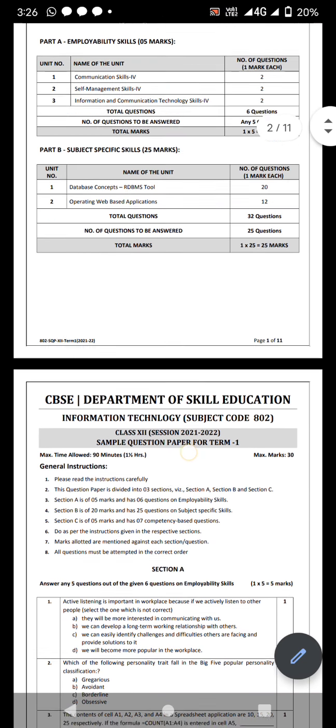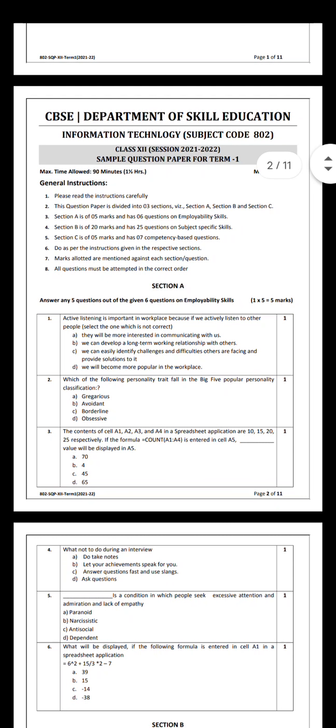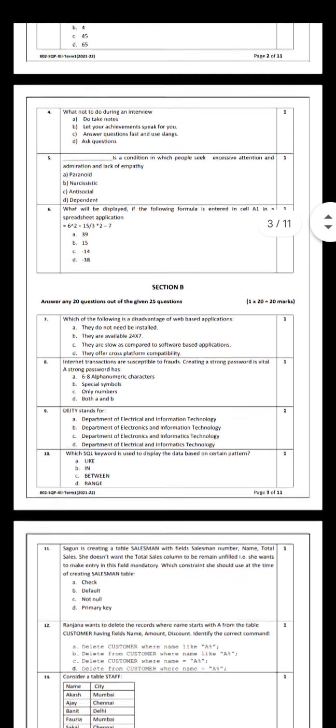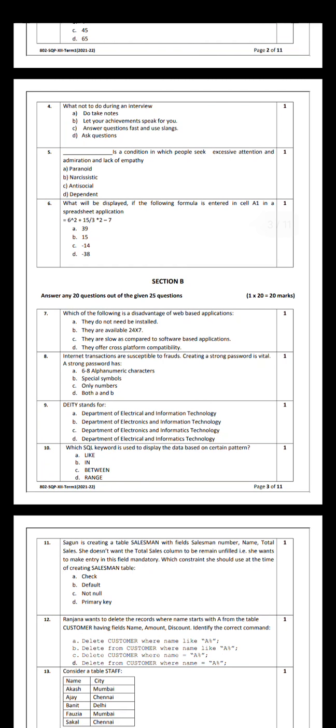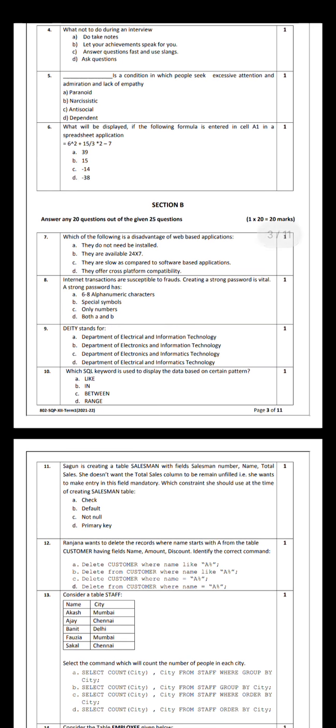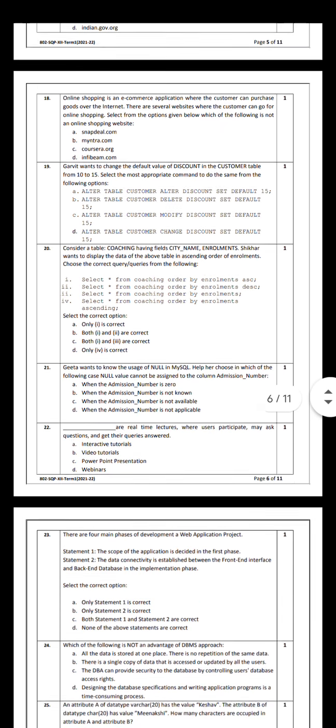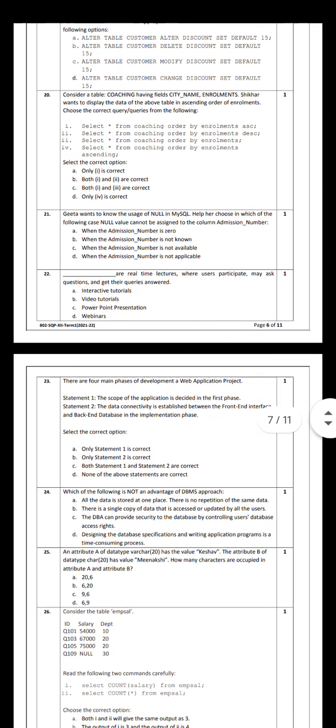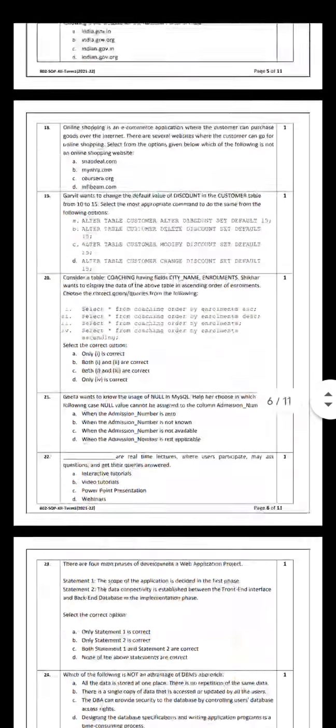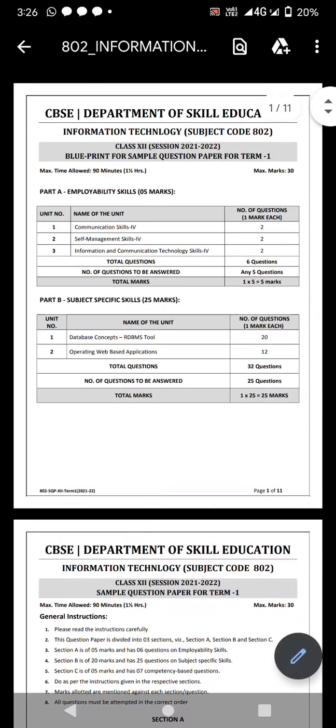After that you can see here the sample question paper, how the questions will come, how they will give the options, and like this you can view your section A and section B with its marks also. So it is the sample question paper. You can easily go through this sample question paper, from which you will get an idea of how your exam will be coming.